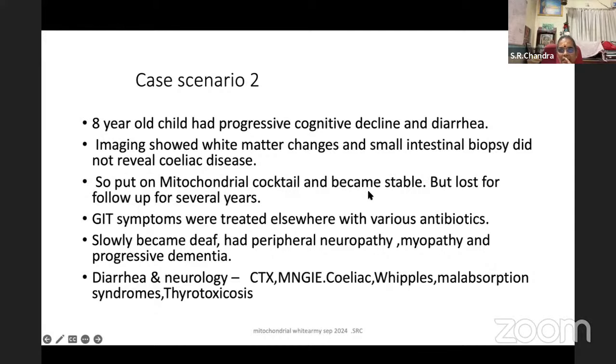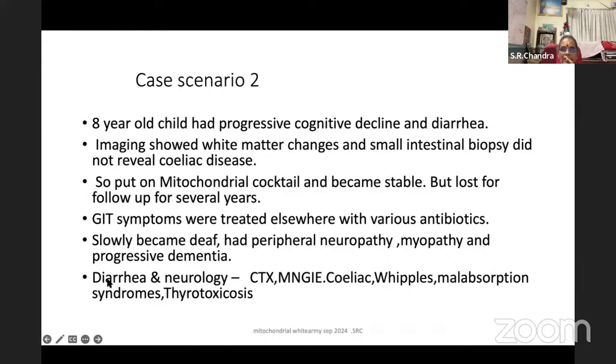The patient became slightly stable, but because she continued to have diarrhea, the family could not believe that a neurological disorder can present with diarrhea. So she was lost to follow-up for several years. And for her GI symptoms, she was treated at different institutions with various antibiotics with various diagnoses for several years. Slowly, she became deaf. She developed peripheral neuropathy, severe muscle weakness, and progressive dementia. At that time, again, she reported back to us.